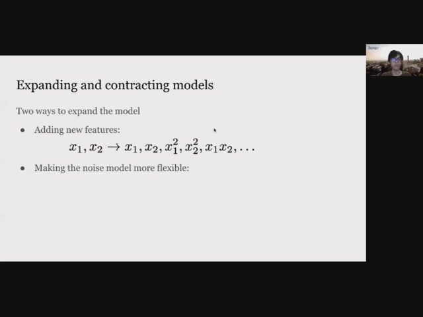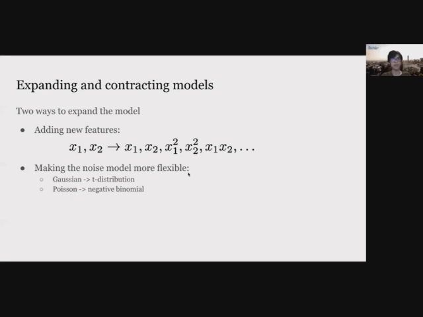So that's one way. Another way is to change the noise model that we have in our GLM to make it more flexible. We've seen some examples of this. We change the Gaussian to a t-distribution, in some ways making the noise distribution more flexible. And we're doing the same thing when we change the Poisson model to the negative binomial model.